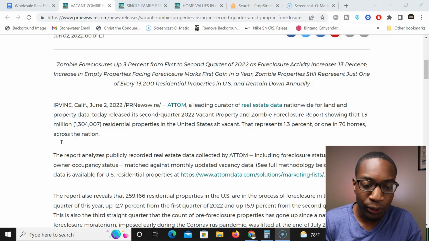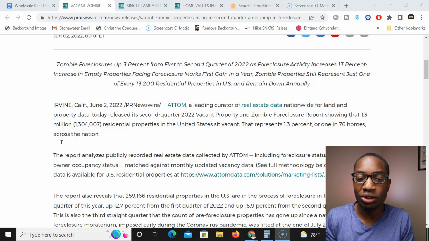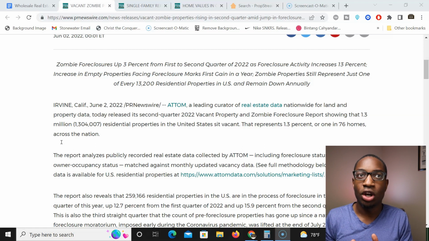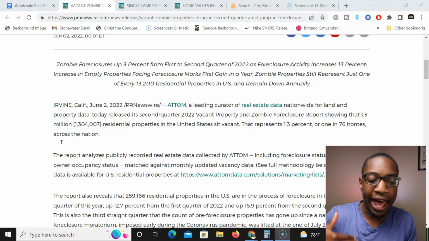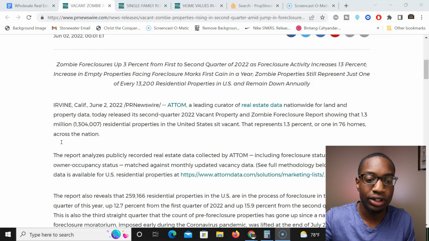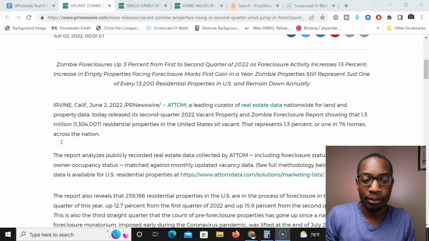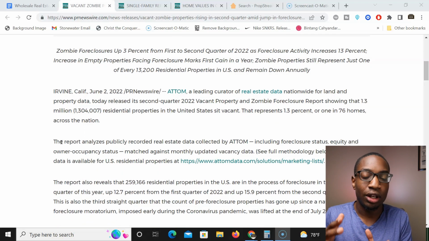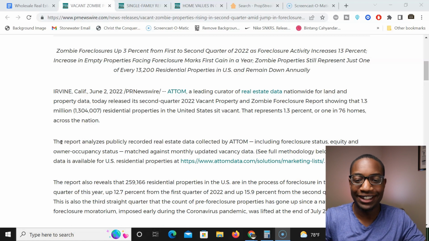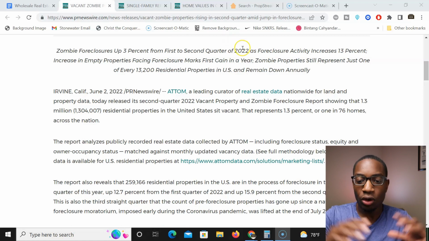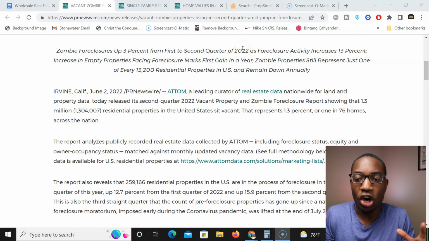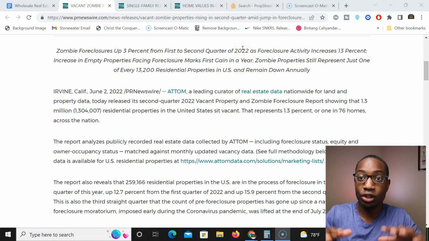But also, this is interesting because it seems like some banks are not as on top of it because these zombie properties are increasing. So people are leaving these properties, even though they haven't completely finished their foreclosure process, if that makes sense. But as a whole, of course, zombie properties are still down compared to pre-pandemic levels, right?